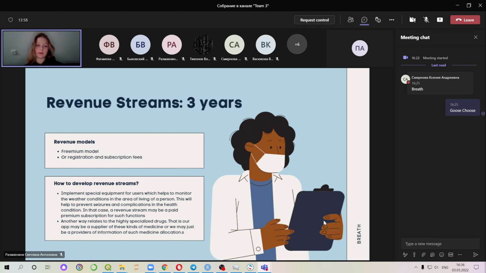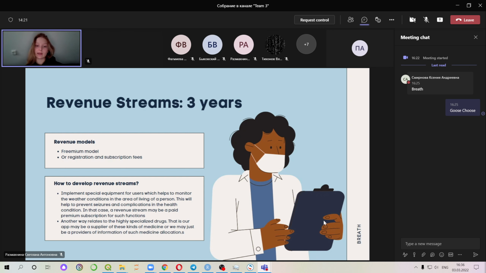And about how we may develop the revenue streams, we also came up with two ideas. The first one is, for example, to implement special equipment for users, which helps to monitor the weather conditions in the area of living. This will help to prevent seizures and complications in the health condition. In that case, a revenue stream may be a paid premium subscription for such functions.